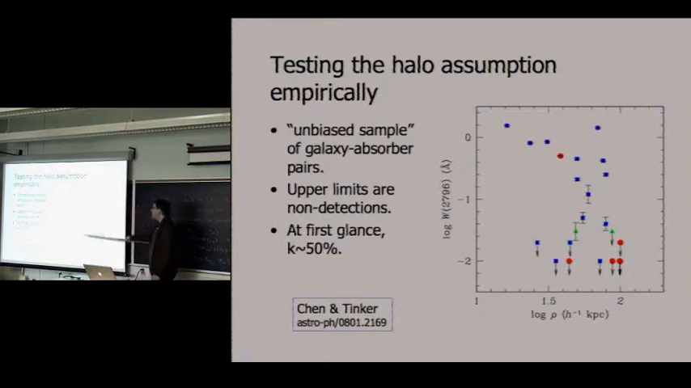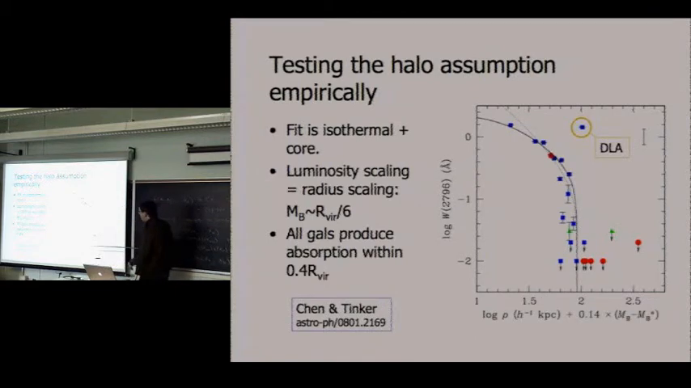But we know that these are all in different sized halos. Low luminosity galaxies are in small mass halos. High luminosity galaxies are in big halos. And so the gas radii should be bigger in the high mass halos. So now if you scale this x-axis by luminosity, where this is a number which comes from maximum likelihood fitting, you end up with something like this, where now this is a best fit line, which is our isothermal plus core model that we had for our halo. It was just a simple model, but actually seems to fit the data quite well.